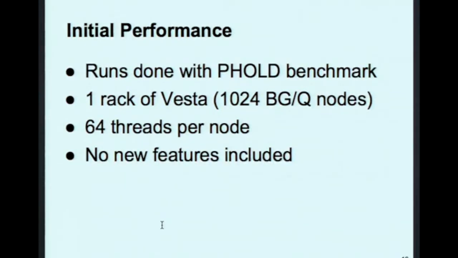So these initial performance runs, again, were done with the p-hold benchmark on a single rack of Vesta, which is a BGQ machine up at Argonne National Labs, 64 threads or MPI ranks per node. And these initial runs didn't include any of the new features. So we wanted to get as close to an apples-to-apples comparison of the two versions of ROS as we could, to see where our shortcomings were and what we needed to improve upon.